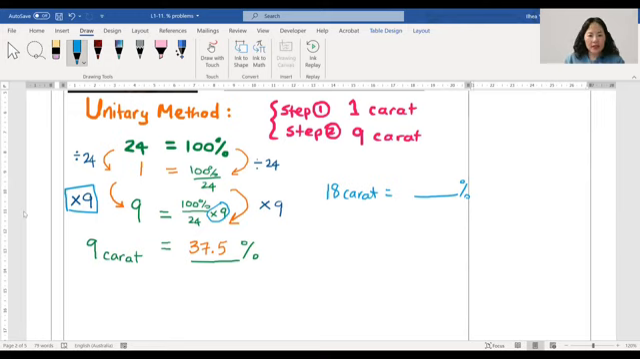If you do that here, it's 100, the fraction button, 24 times by 18, because we want to know 18 carat. So answer, please. What's the percentage, please? 75%. Excellent. That's why 18 carat is more expensive.